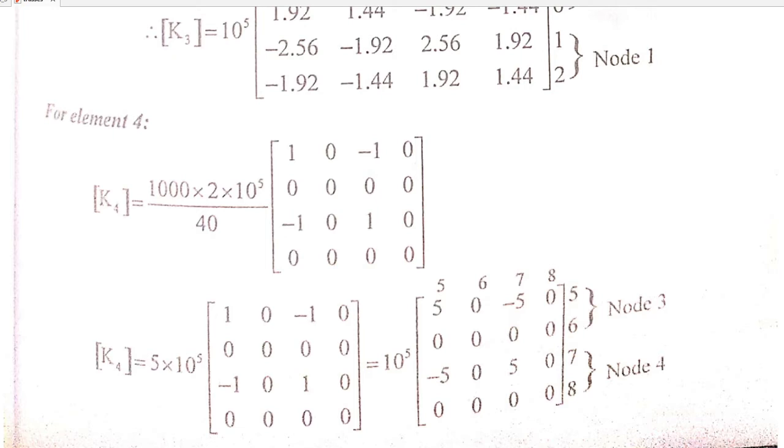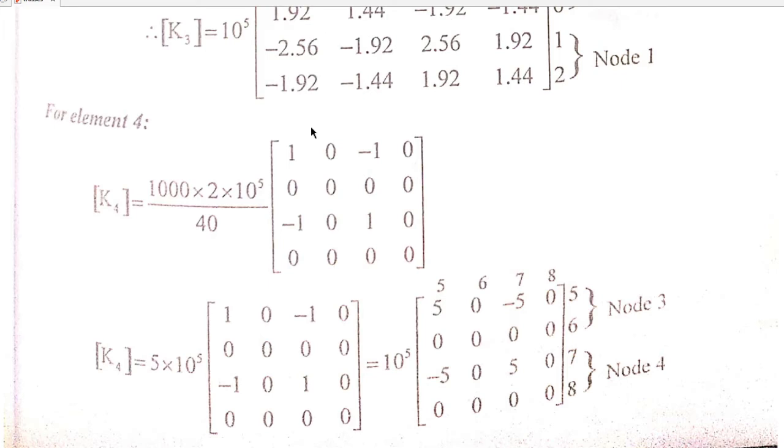Again at node 3, what are the corresponding nodal value numbers? Q5, Q6, Q7, Q8 at node 4. Correct? Therefore 5, 6, 7, 8. 5, 6 belongs to node 3, 7, 8 belongs to node 4. This is very important.